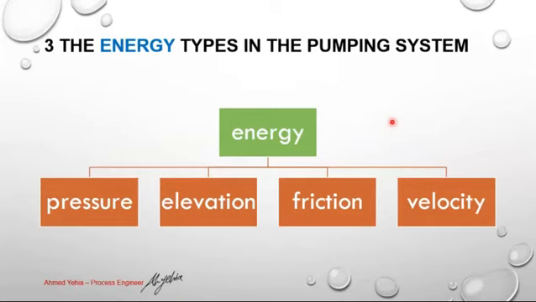Okay, after we know the pumping system components, let's discuss what is meant by energy and head in the pumping system. The energy in the pumping system. There are four forms of energy in the pumping system: pressure energy, elevation or potential energy, friction energy, and velocity energy. The pressure energy is the energy that builds up when liquid or gas particles are moved slightly to a liquid when it's at a certain height.